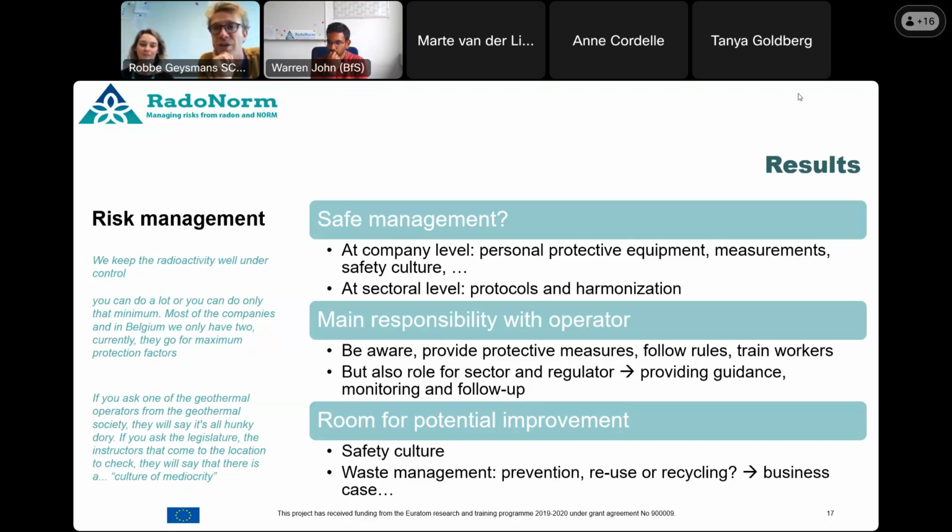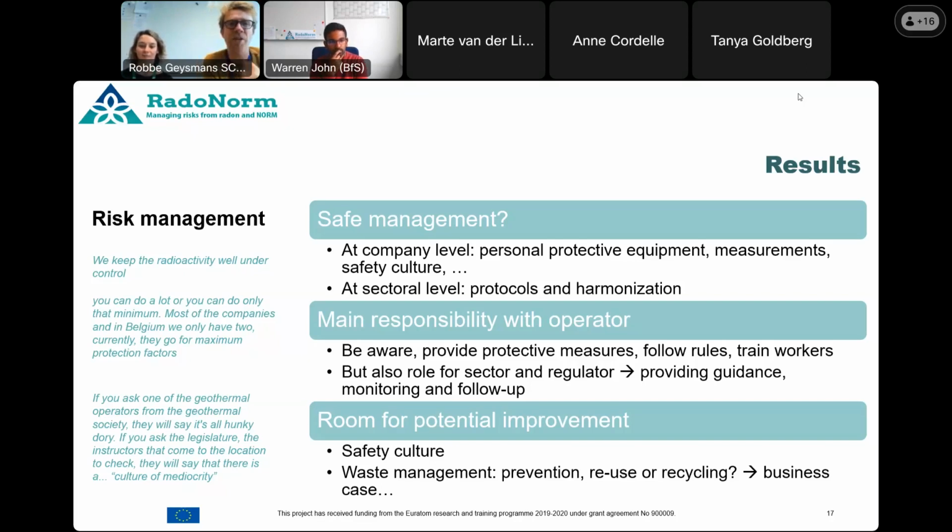Because again, it is a new sector, especially here in Belgium and the Netherlands, but also in many other countries. This means that there are still people looking at each other to see how you are doing this, and learning from each other from good practices, but also from potentially challenging experiences that they had in the past.